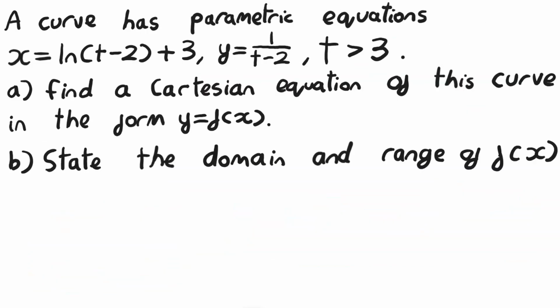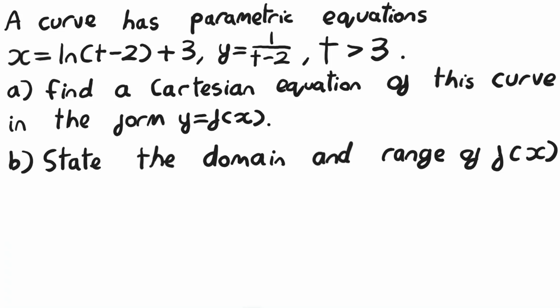So here's another question where we're told that a curve has parametric equations x is equal to the natural log of t minus 2, plus 3, and y is equal to 1 over t minus 2. We're also told that t is bigger than 3. This is the domain for this curve. That means any values that don't fit into this domain, so when t is less than 3, we can't sub in. In order to sub in a value of t, it has to be bigger than 3. Okay, this is the domain.